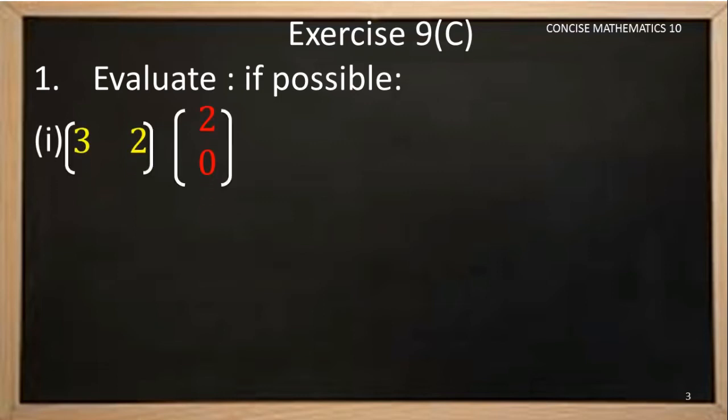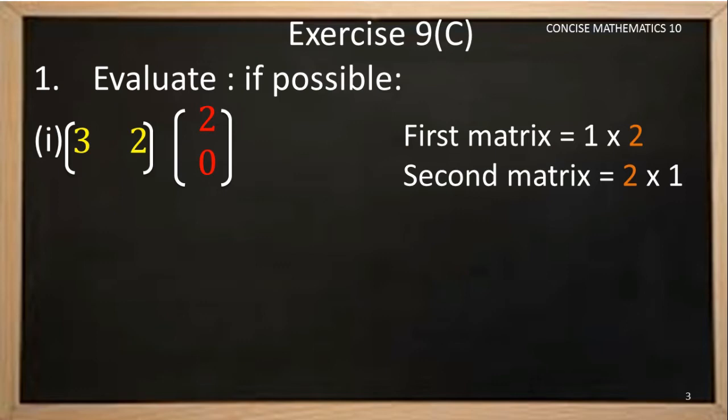In the first question, two matrices are there. One is a row matrix, 3 2, and the other is a column matrix, 2 0. Now let me write the order of these two matrices. Please follow this procedure in the beginning, children. Once you are thorough with the rules, you can skip this step. The first matrix is of the order 1 by 2, which means 1 row, 2 columns. The second matrix is of the order 2 rows, 1 column, that is 2 by 1.